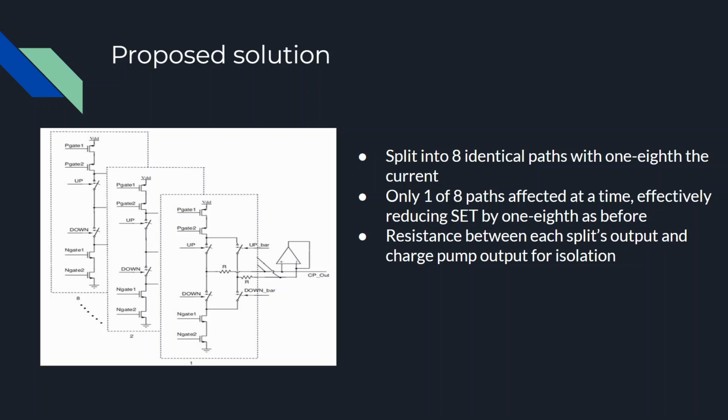So the resistance does the work of isolation due to its construction itself. The construction of the resistance is such that there are no PN junctions in it, and hence no SET event occurs for the resistance nodes.